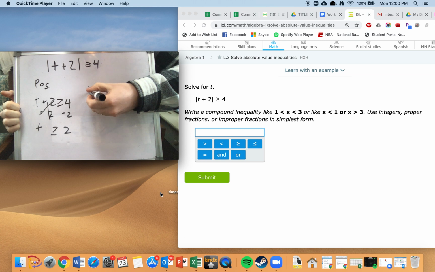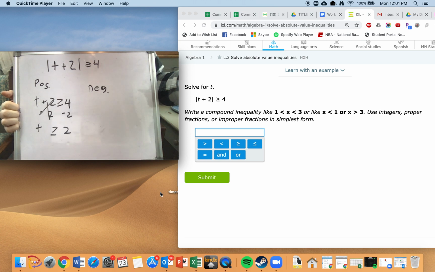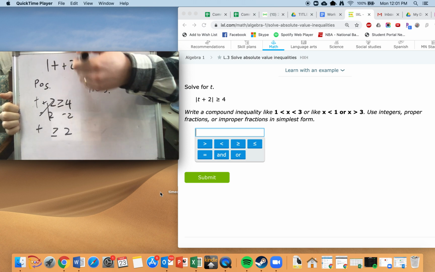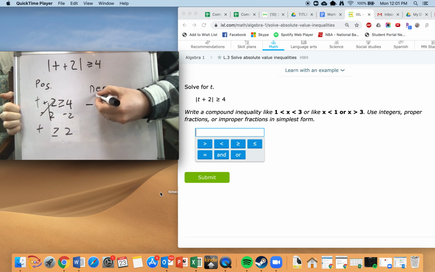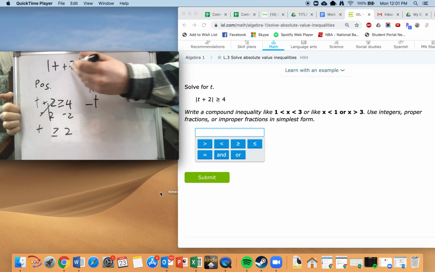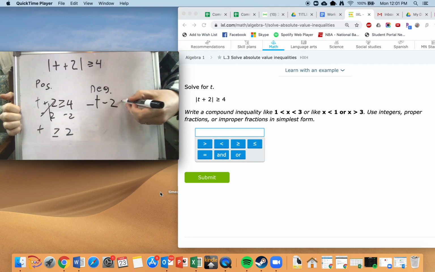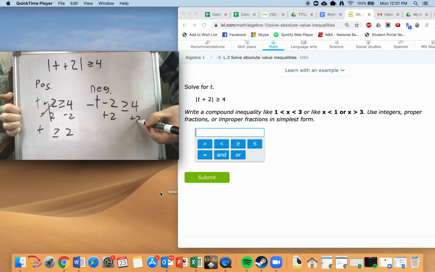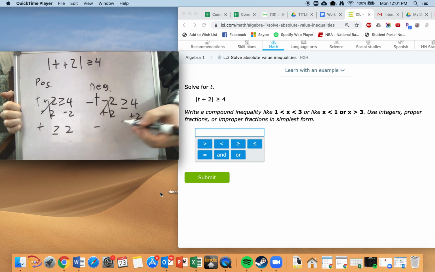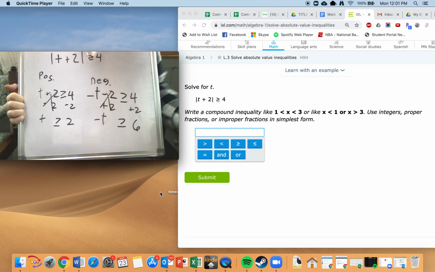And then again for the negative, what I'm going to do is change the sign in the brackets. So if T here is positive, then it's going to be negative. So negative T, and then this is positive 2, so now it's going to be negative 2. Okay, and then I still have my less than or equal to 4. Next I'm going to solve for my variable. So plus 2, I have then negative T, and this is going to be 6.